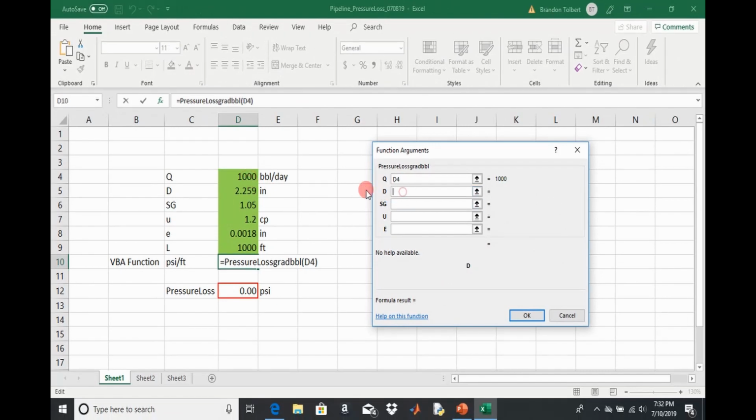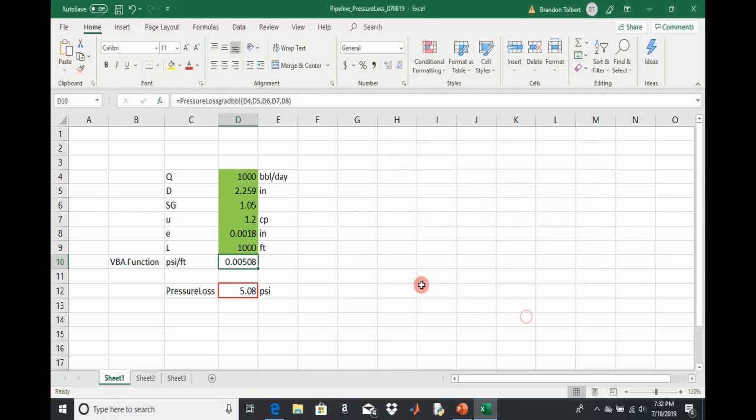Flow rate, diameter, specific gravity, viscosity, and pipe roughness. You can look up that value depending on your situation. And so look at that. I end up with the same pressure gradient, and if I multiply that by the length of the pipeline in this cell, I get the exact same result. So let's see how this works.